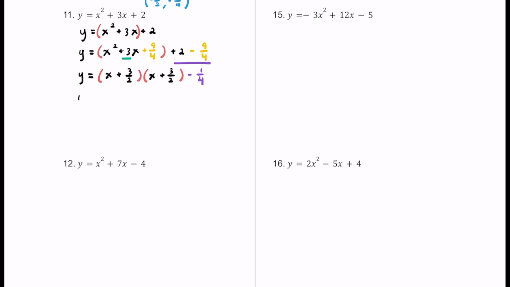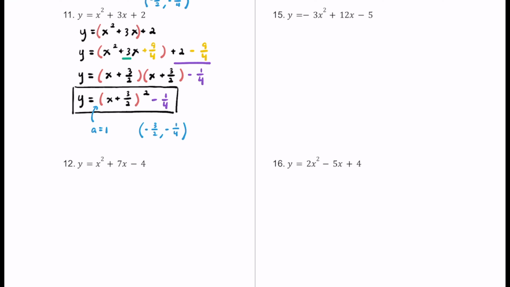And let's condense this whole thing. So let's say y is equal to the quantity here of x plus 3 over 2. And let's go ahead and square that, and then write minus 1/4 on the outside. So this right here should be our vertex form.